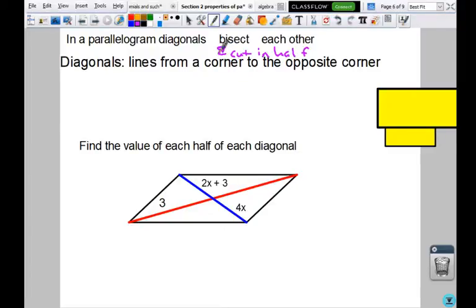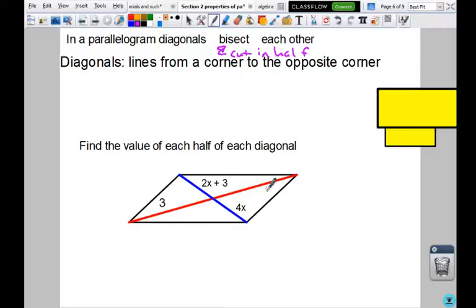Good job, Kyle. All right. So if I'm going to look at this parallelogram down here, which I forgot to say was a parallelogram, I'm going to find the value of each half of the diagonal.